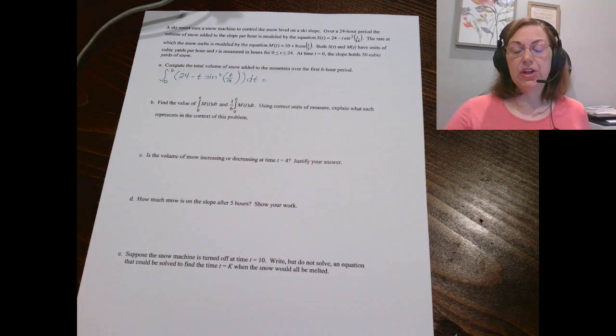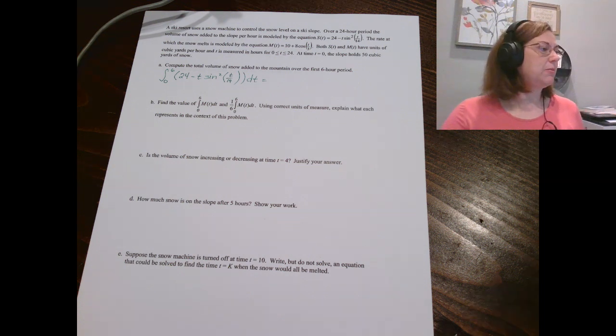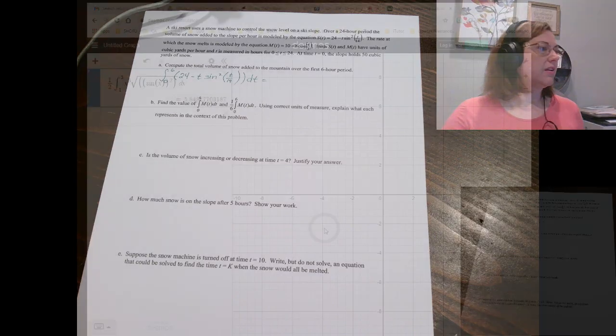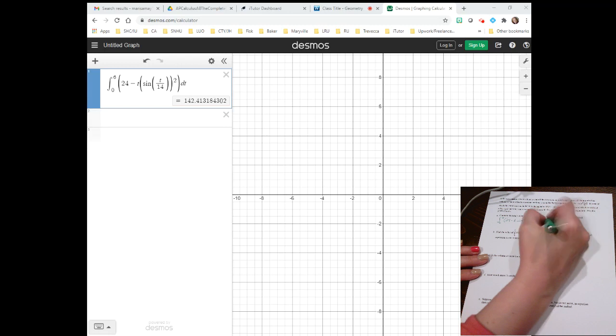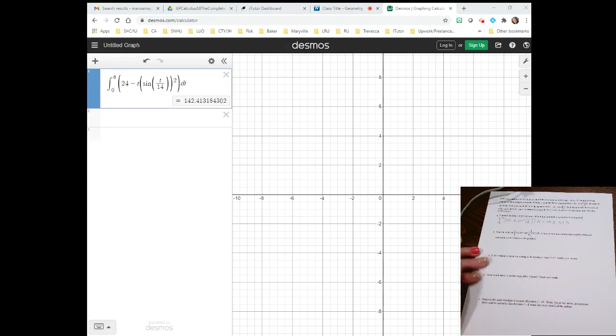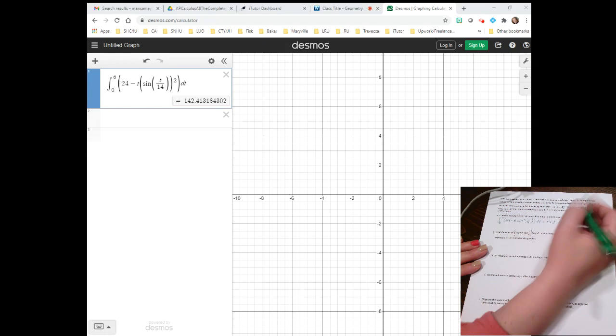Let's take a look. We're going to have to do this on the calculator. So I'm going to switch our view. And I'm going to go ahead and clear this one out and type in ours. So I got it typed in, and it looks like we get 142.413. Now let's think about the units on that. This is total volume, so that's going to be cubic yards.